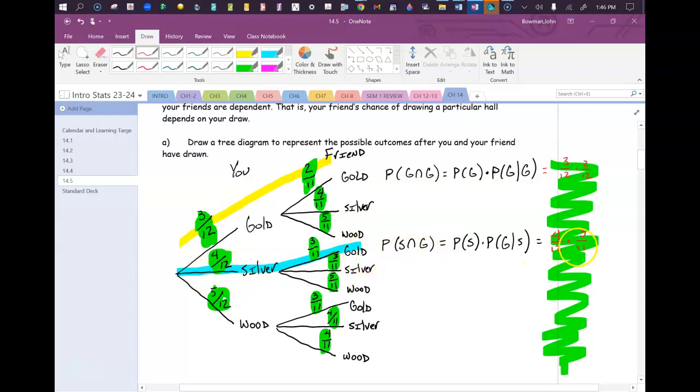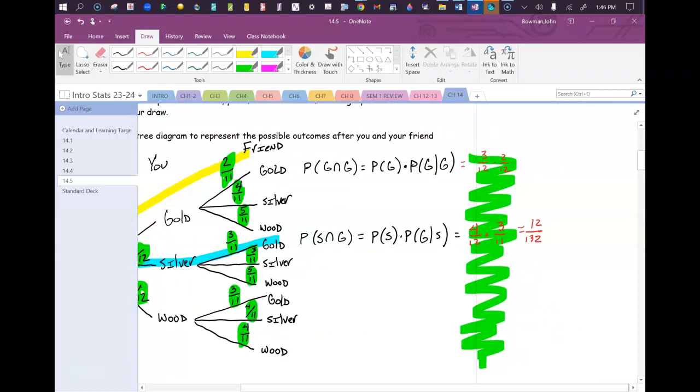Silver, gold is 4 twelfths times 3 elevenths, which turns out to be 12 over, let's see, 11 times 12. What is 11 times 12? That is 132. And that's often easier to convert to a decimal, so we're going to convert that to a decimal. 12 divided by 132 turns out to be 0.09 repeating, so 0.090909.